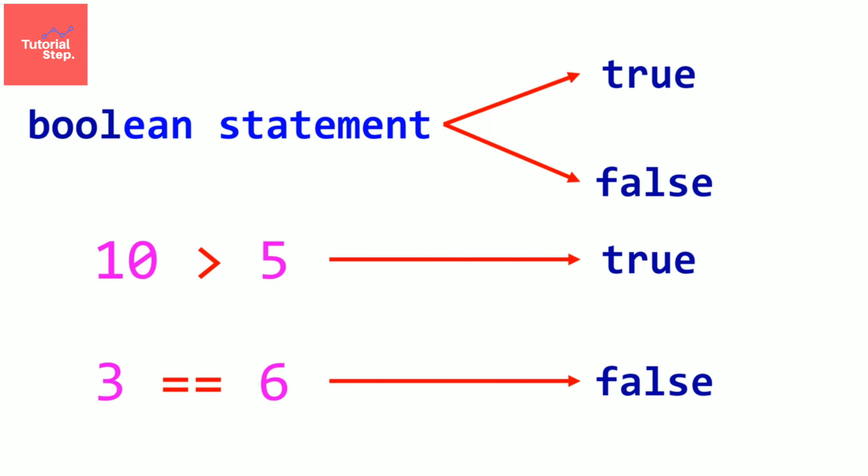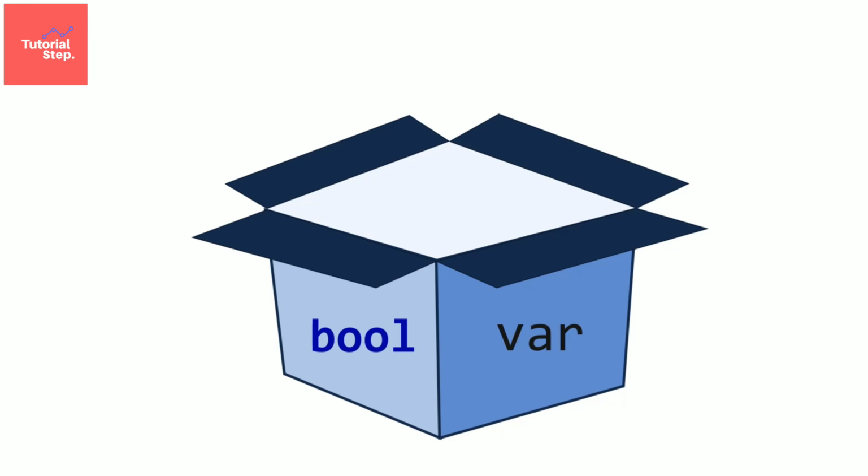So we have what we call boolean variables. A boolean variable is a variable that can hold the value true or the value false. It has two possible values, that's it. Boolean variables are really useful in programming. We can use them in conditions, loops, functions, etc.